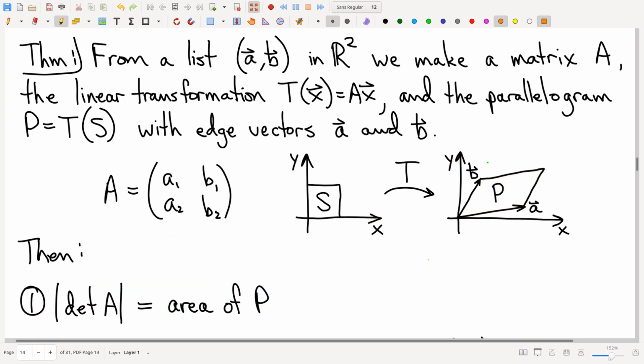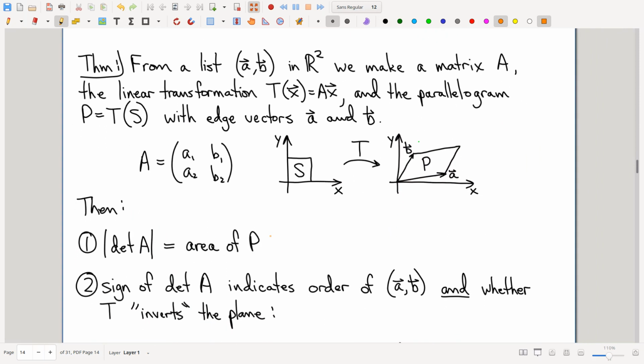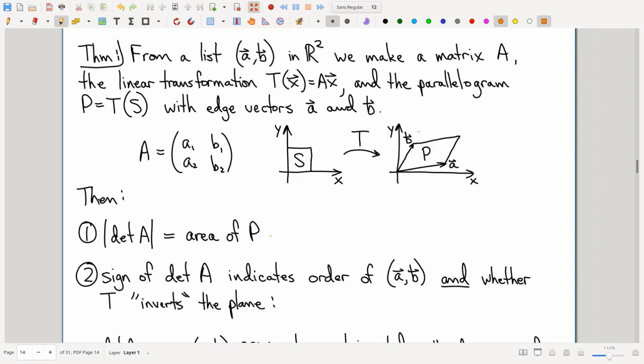Okay, next result. Let's see here. How are we doing on time? Okay, we're good. So looking at the matrix and thinking not about the absolute value, but the sign of the determinant, by which I mean plus or minus. Whether that determinant is positive or negative, amazingly tells you something about the ordering of the original list.